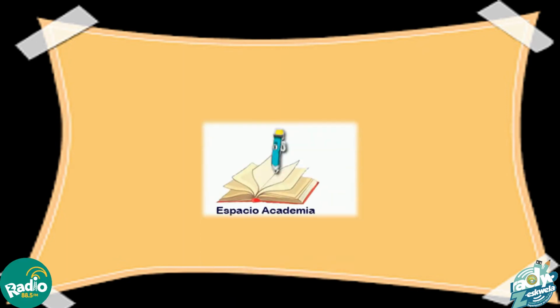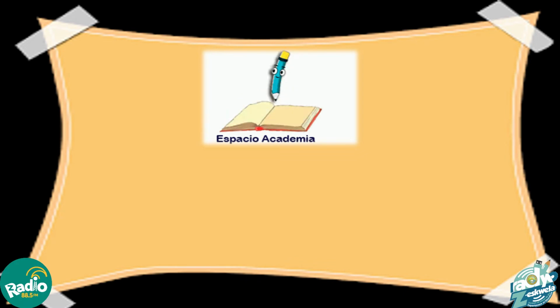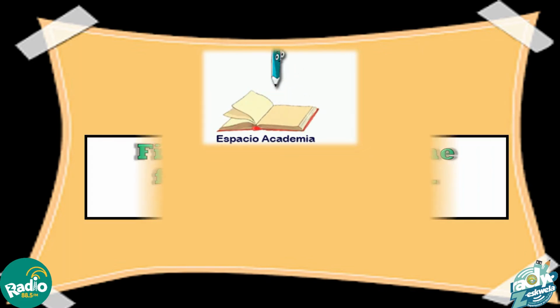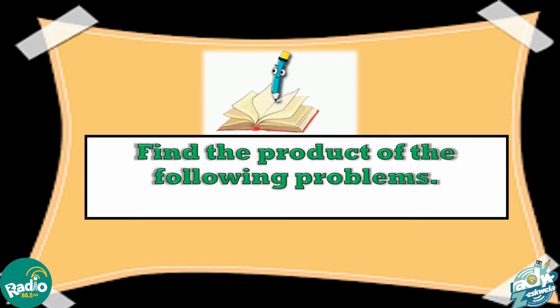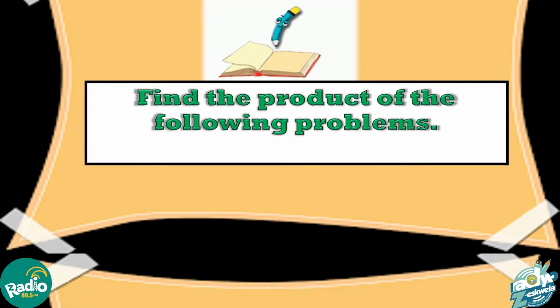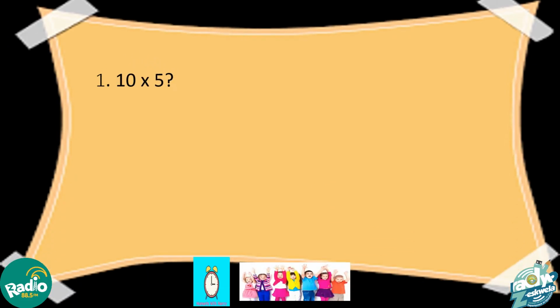So now, let us have first our activity. Are your papers and ballpens ready? Raise your ballpen if you're ready. Alright, let's start our activity. I want you to find the product of the following problems. Number 1. What is 10 times 5? Again, 10 times 5. And the answer is? Very good. The answer is 50.